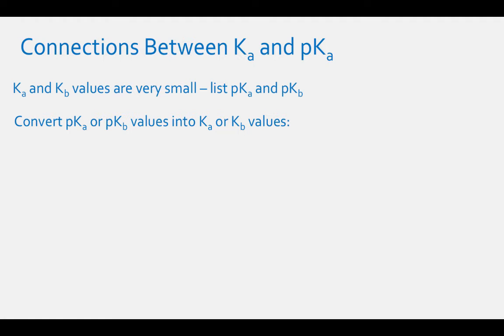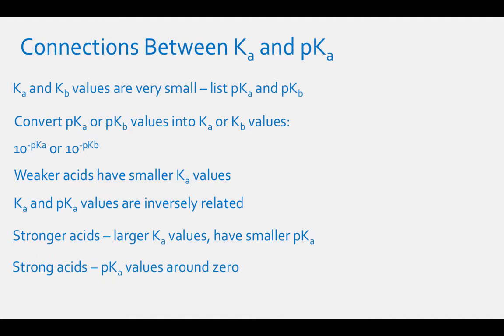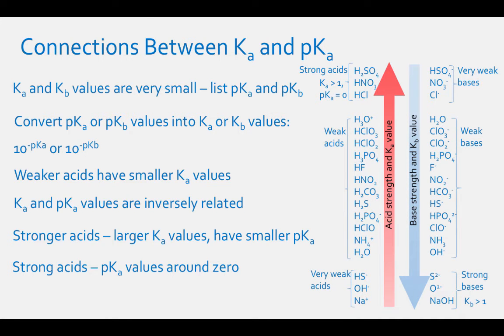Ka and Kb values are very small, so some tables will only list pKa or pKb values. To convert these values into Ka and Kb values, take the opposite of the negative log, or use 10 raised to the negative pKa or 10 raised to the negative pKb. We said before that weaker acids have smaller Ka values. Since Ka and pKa values are inversely related, a stronger acid, which has a larger Ka value, also has smaller pKa values. In fact, strong acids have pKa values around 0. See this figure for more information.